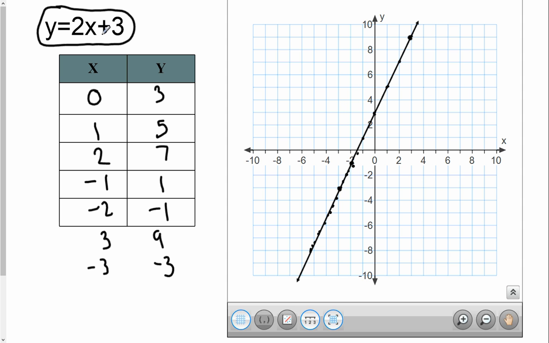What is a line really? It's just an infinite amount of points put together that make a line. That's the basic definition of what a line is, an infinite amount of points in a straight line with each other. So keep that in mind.